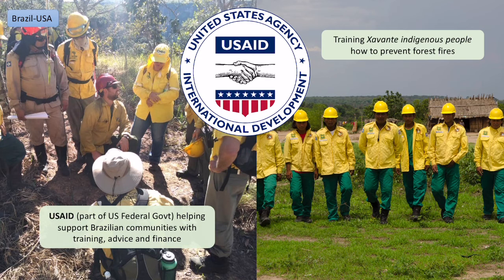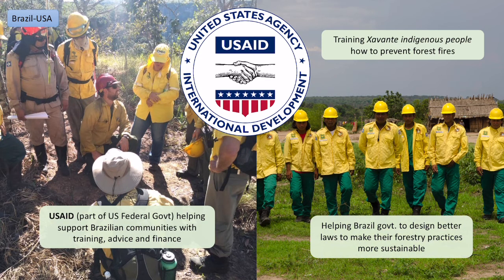But it's not just on a localized level that they're doing that. The USA are also talking and helping the Brazilian government to design better laws to make sure that the forestry practices are more sustainable, and therefore this will lead to the long-term economic growth of Brazil, but it also helps on a worldwide level, because if the Amazon rainforest is protected, that obviously has a big ecological impact on climate change for not just Brazil, but lots of other countries, including the USA, around the world.